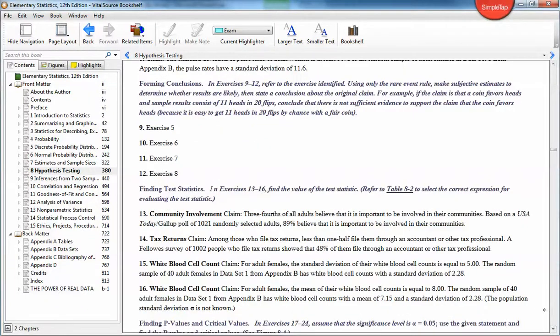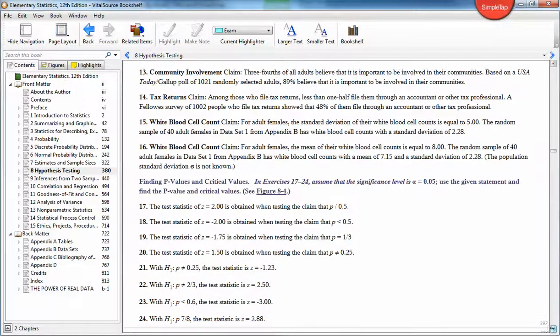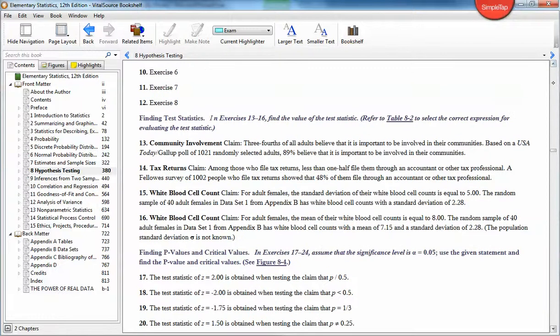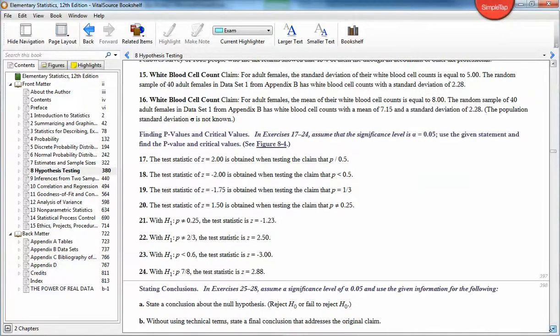Alright, so let's see if we can look at a few of these problems. So in these problems, find the value of the test statistic. So how about we look at problem number 16 here.